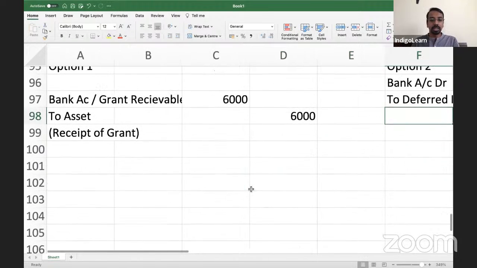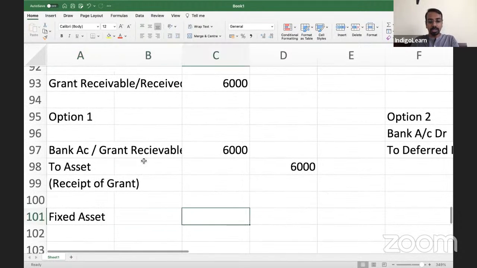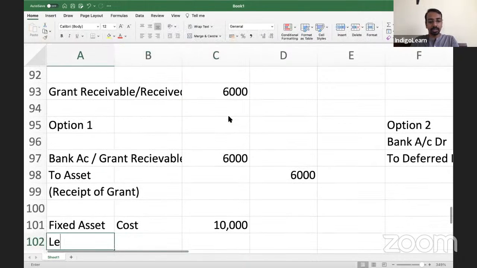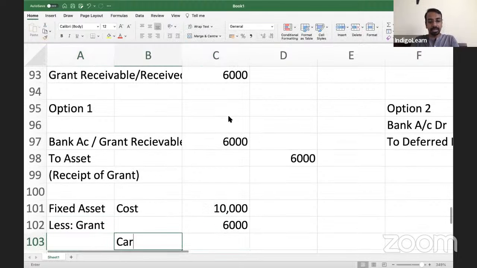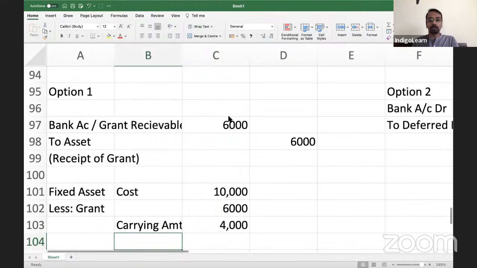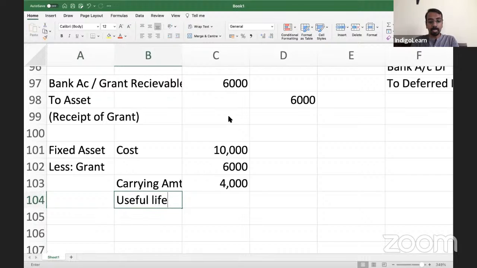Now, in the first option, what will happen? Fixed asset cost is 10,000 less grant 6,000. Carrying amount will be 10,000 minus 6,000, 4,000. This amount will be depreciated over the life of that asset. So let us say useful life is 4 years. I'm making my life easier. Useful life is 4 years.